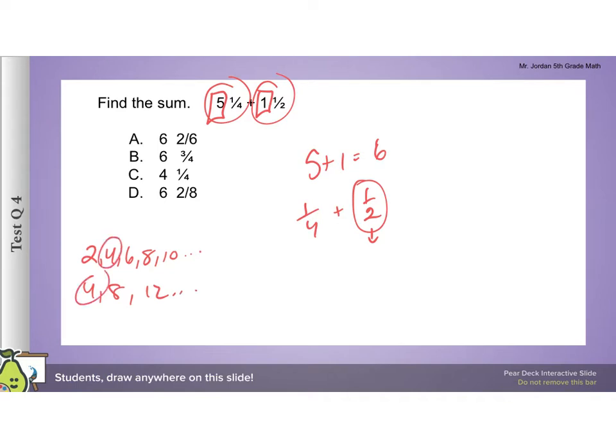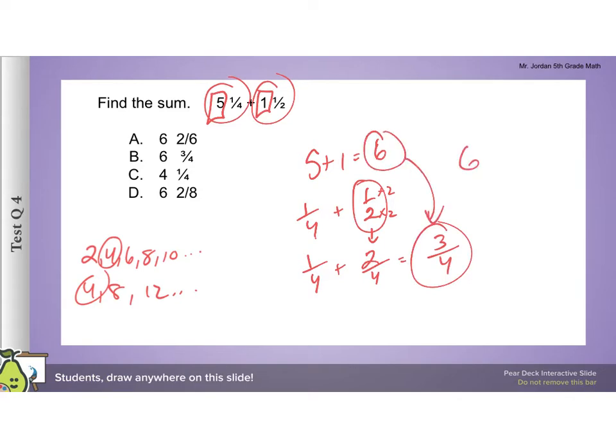So just keeping 1/4 as 1/4, and 1/2 is 2/4, because I multiply by 2 and by 2. This gives you 3/4. So 1/4 plus 1/2 is equal to 3/4. You still have the 6, so my answer is 6 3/4, which is B.